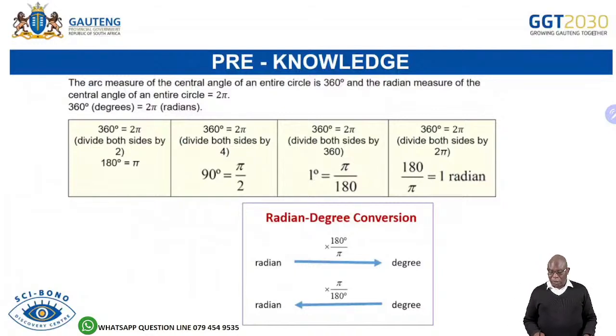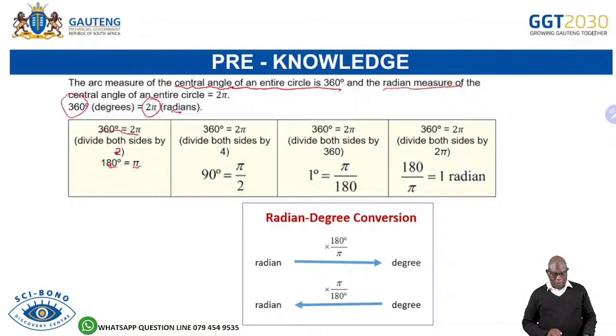Quickly, some pre-knowledge that we need to know here. The arc measure of the central angle. So here we're talking about the central angle of the entire 360 and the radian measure of that angle. You can see that 360 degrees, if I'm talking radians, will be 2 pi. So 2 pi is the same as 360 degrees. Now, in the first block there, I've got 360 degrees equals 2 pi. If I divide both sides by 2, I'll get pi equals 180. So pi equals 180 degrees. The pi is the radian, and 180 is in degrees.